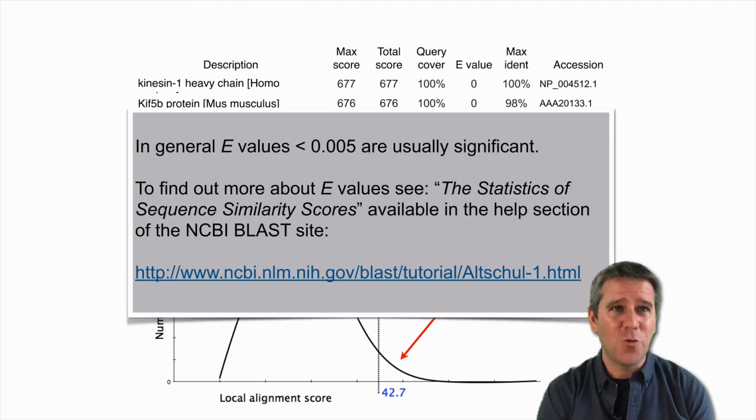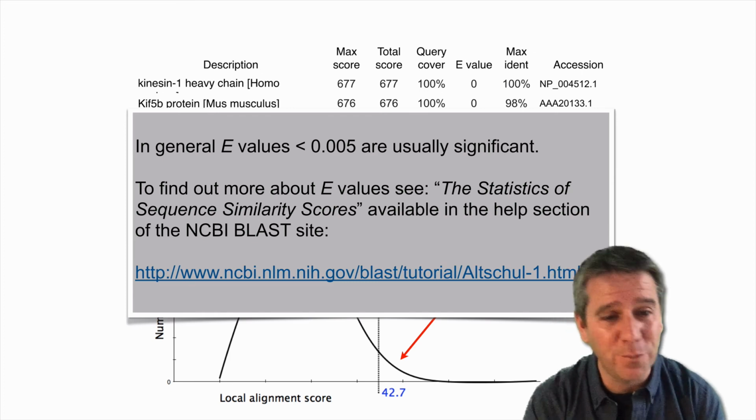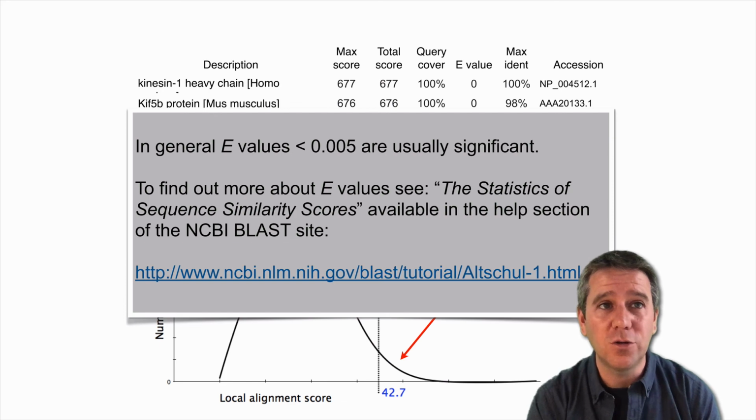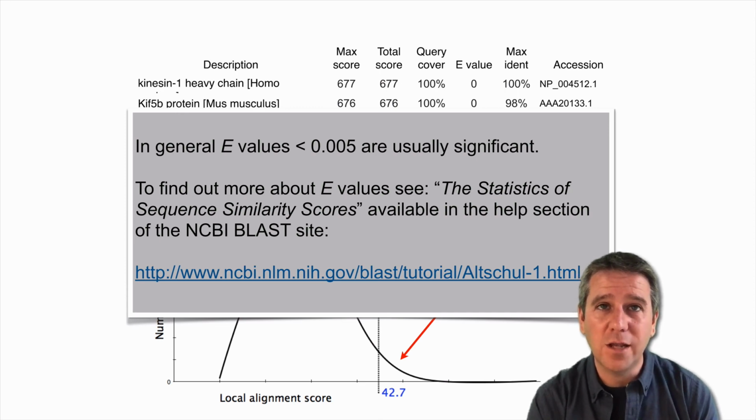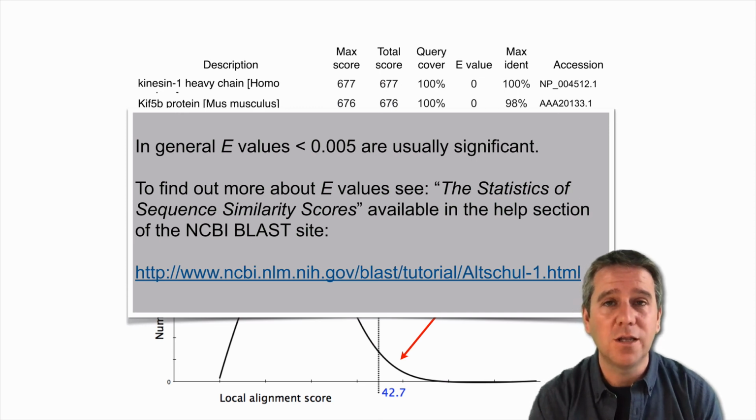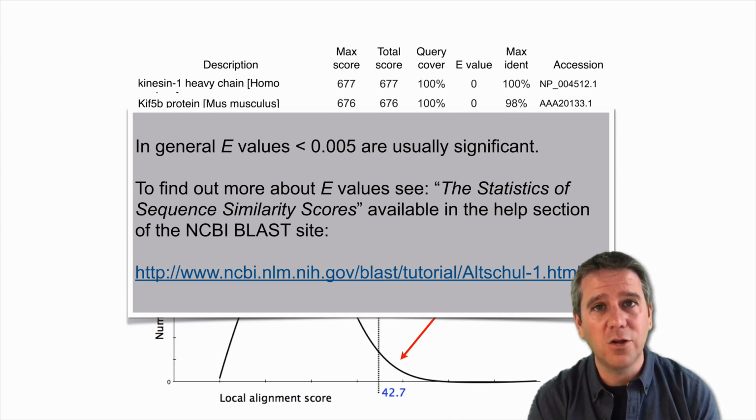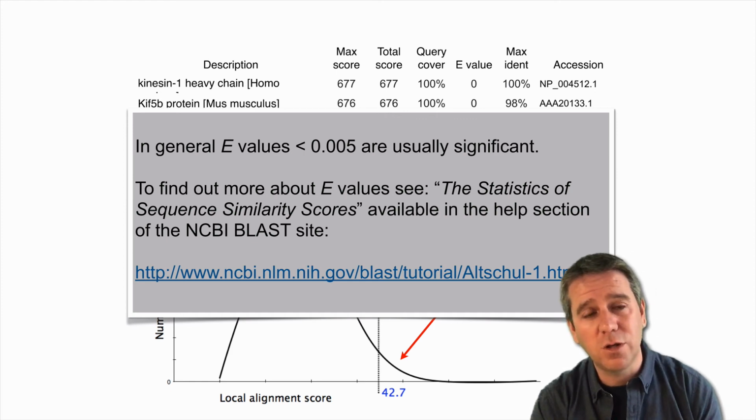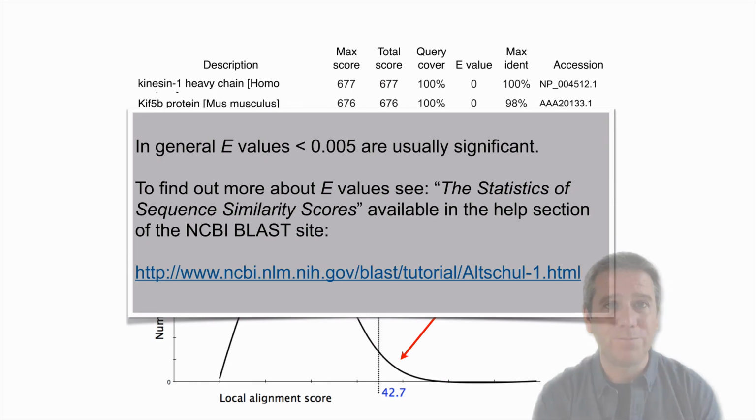Okay, if you want to find out more about e-values, we can certainly talk about them on the Piazza and elsewhere, but I would point you to this web resource to find out more about e-values. So in general, very small e-values are what we're looking for. E-values less than 0.005 are usually considered significant here. And I will point you to this online paper by Stephen Altschul and colleagues, The Statistics of Sequence Similarity Scores. It'll tell you about the extreme value distribution and where the equation comes from to calculate this e-value from the values returned from a typical alignment.